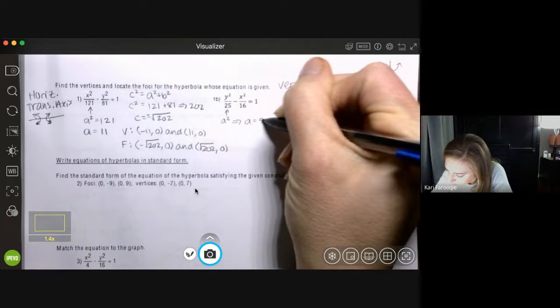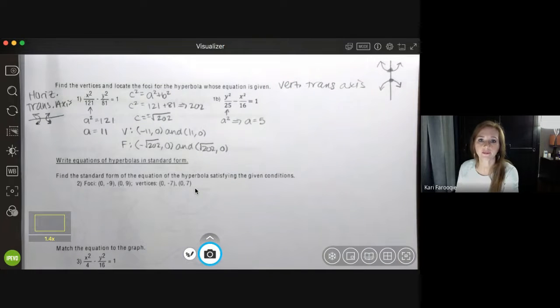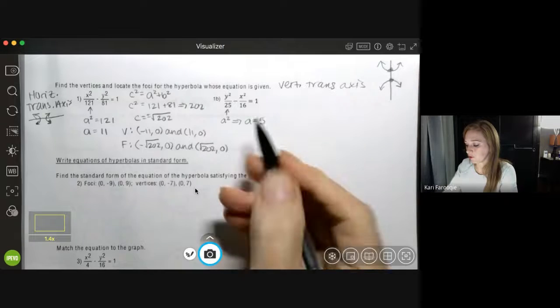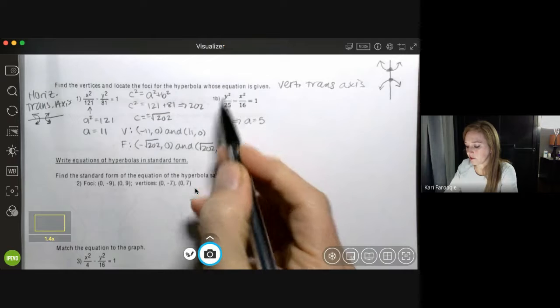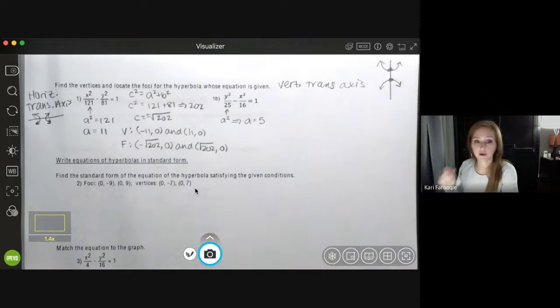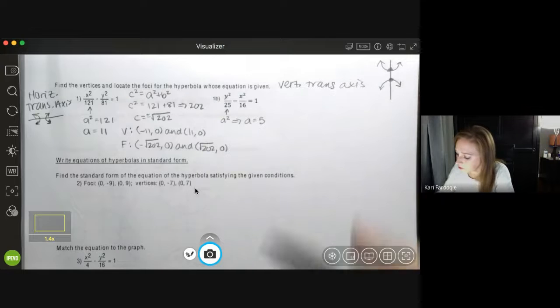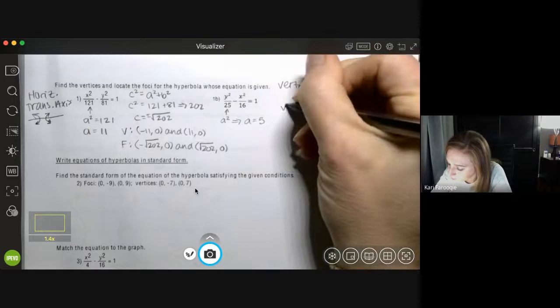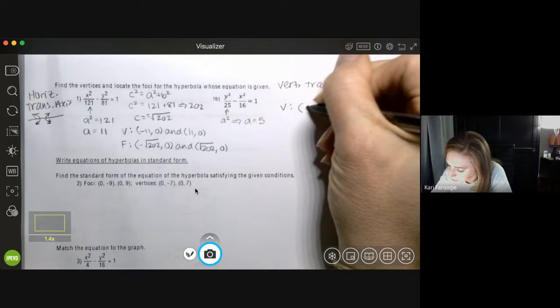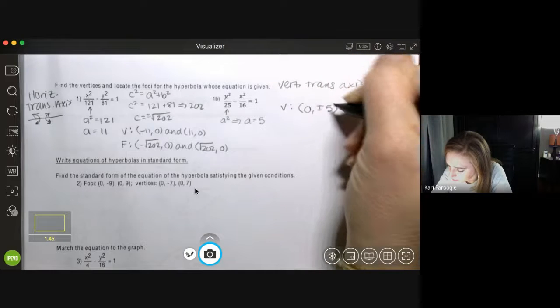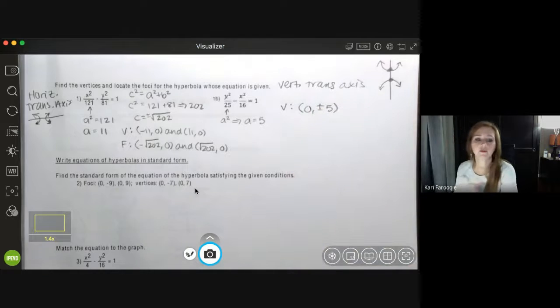So a equals 5. Now, because we have a vertical transverse axis, we're going to go from the center. We know we definitely have a center at 0, 0, but we're going to go from the center up 5 points and then down 5 units to get to our vertex points. So for our vertices, we're going to have 0 and plus or minus 5. Questions on the vertices?